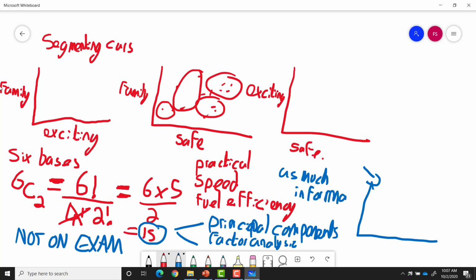I wasn't intending to stress you with that math, but the idea is that as we get more segmentation bases, it's impossible to do by hand. If we have 100 segmentation bases, we literally have millions of possible scatter plots. So we have to use a computational tool to put all that information in one scatter plot, and that's called principal components or factor analysis.